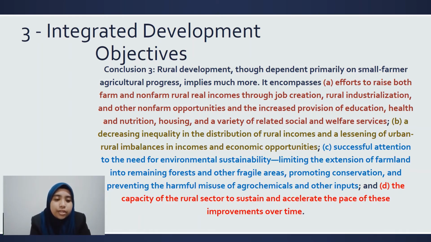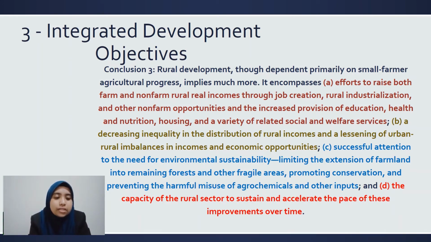The third point is successful attention to the need for environmental sustainability, limiting the extension of farmland into remaining forests and other fragile areas, promoting conservation and preventing the harmful misuse of agrochemicals and other inputs.